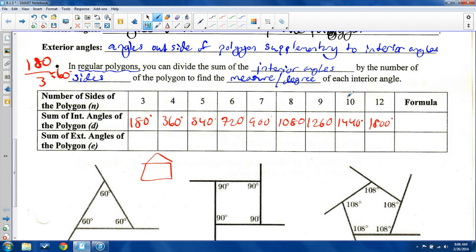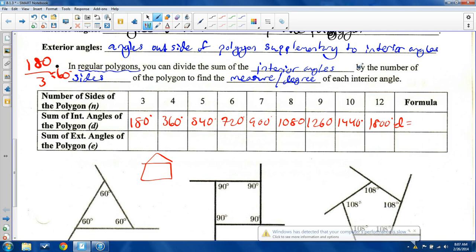Now the formula that we found for this, using these variables here: if I want to find the sum of the interior angles, that is equivalent to taking our number of sides, like 3, and subtracting 2 from our number of sides. So 3 minus 2 would be 1, 4 minus 2 is 2, etc. And then we multiply that by 180. That gives us the sum of the interior angles. So I take 3 minus 2, which is 1, multiply by 180, I get 180. 4 minus 2 is 2, multiply 2 by 180, I get 360. 5 minus 2 is 3, multiply 3 by 180, I get 540, etc.